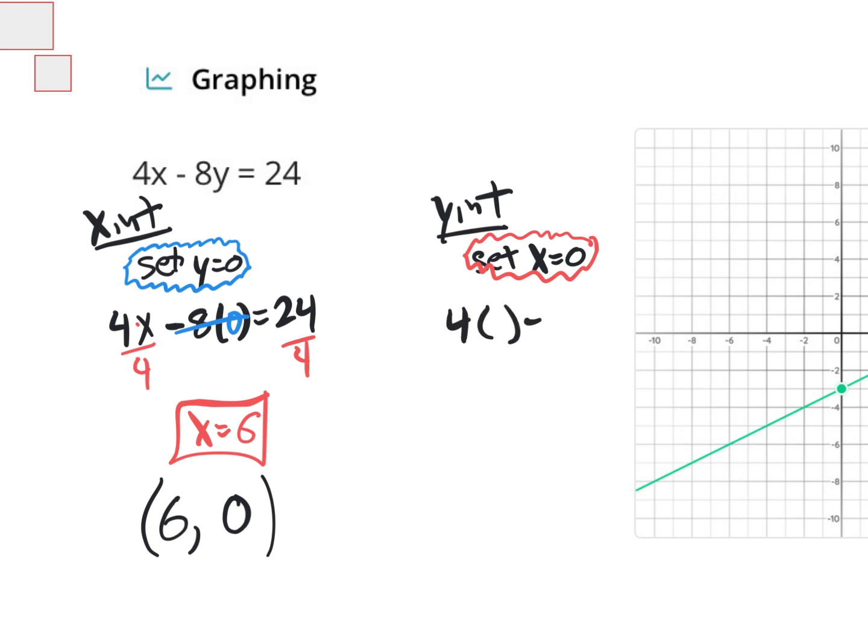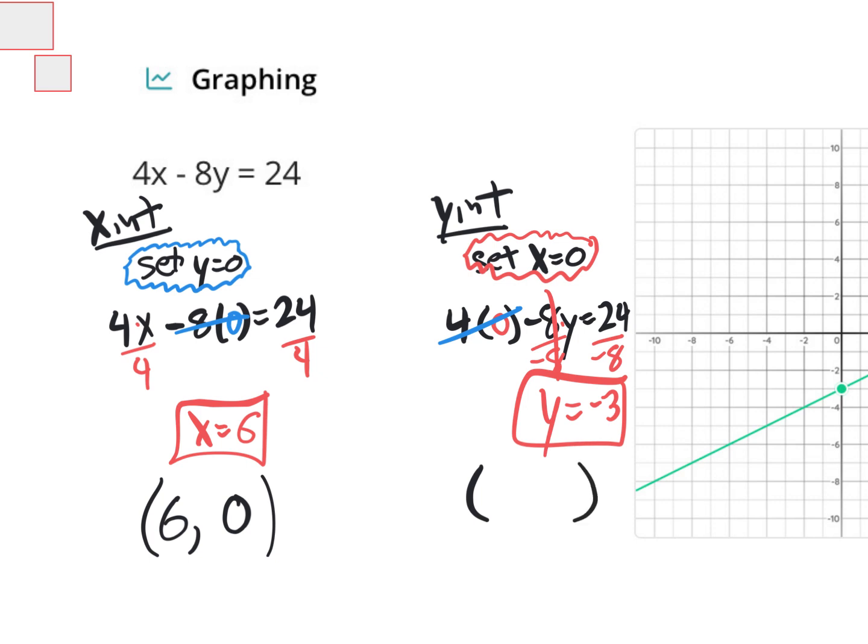4x minus 8y equals 24. Okay. And of course, we are plugging in a 0, which means that it disappears. What's left? We have -8 times y equals 24. Divide by -8. Divide by -8. Cancels out. y equals -3. Okay. So the y-intercept is -3. If I wanted the actual coordinate of where my line is going to cross the y-axis, that would be an x value of 0 and a y value of -3.